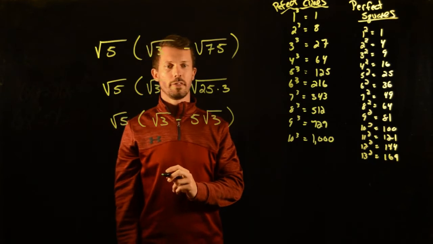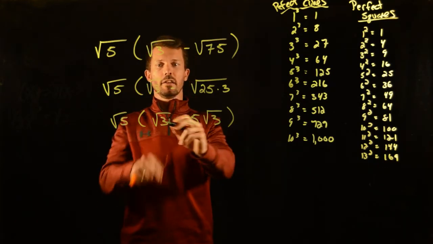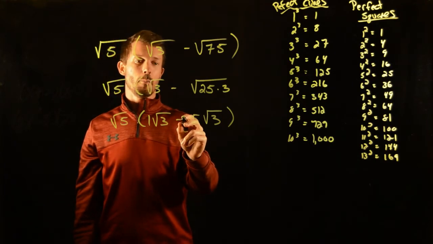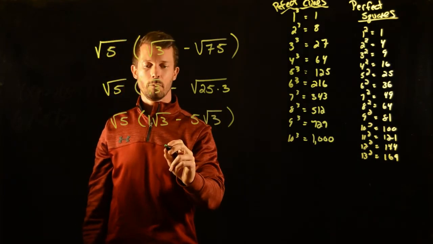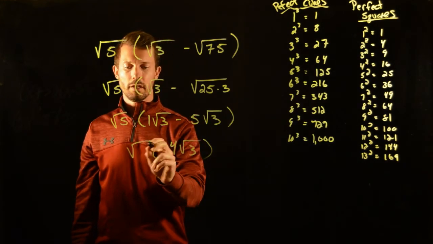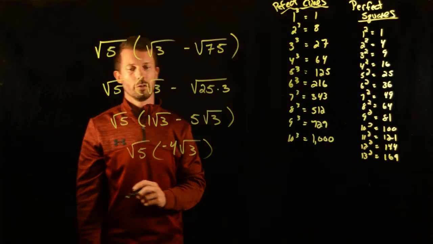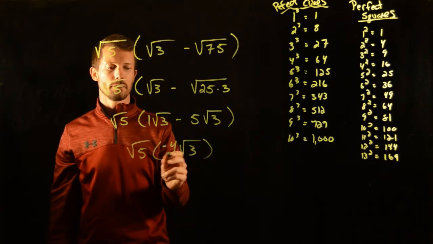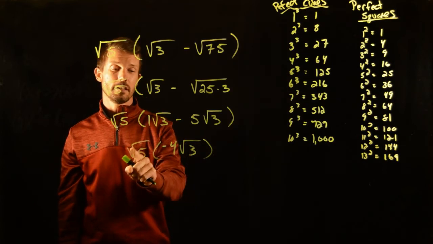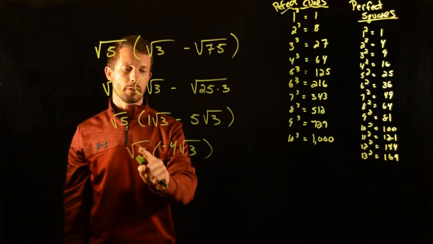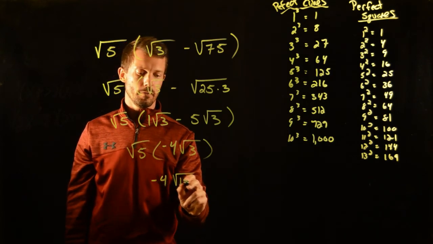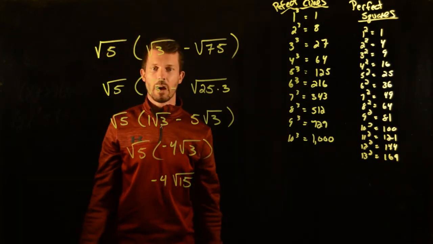And now from here you could distribute again if you wanted to. However, I just noticed that this guy I can go ahead and put together. So 1 minus 5 would be negative 4 root 3. And then from here, what we're going to do is we're going to basically just multiply. So when you multiply, all you have to do is first make sure the index is the same, which it is, and then you multiply the radicand. So this would really be negative 4 root 15. And that would be your final answer.